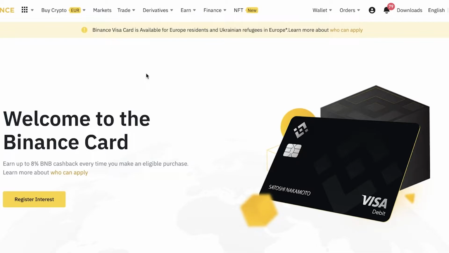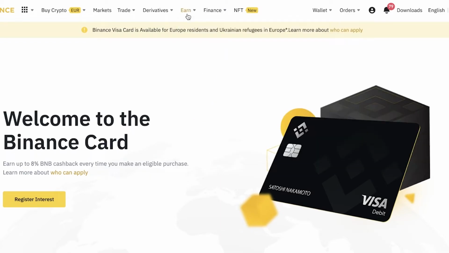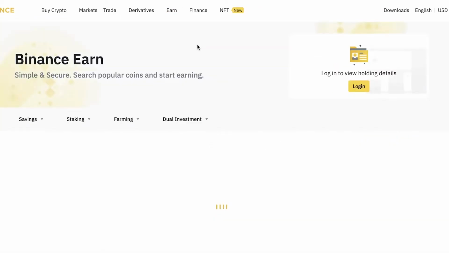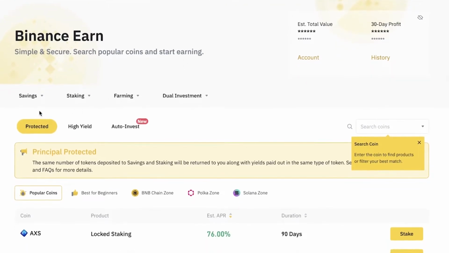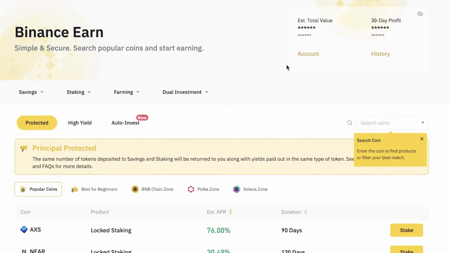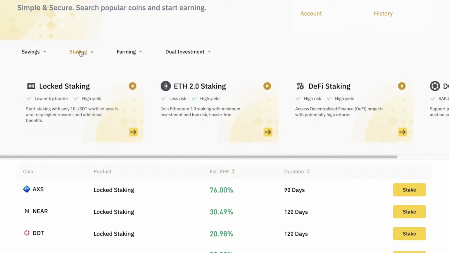Now, in terms of staking or earning money with Binance, you can see they have a separate earn section, and within this earn section, you have multiple different types of ways that you can earn with Binance. So first off, you have basic savings like auto invested, protected, high yields as well. Then you have crypto staking.